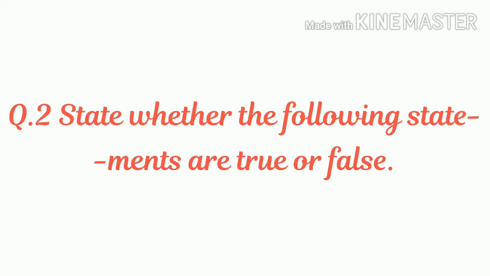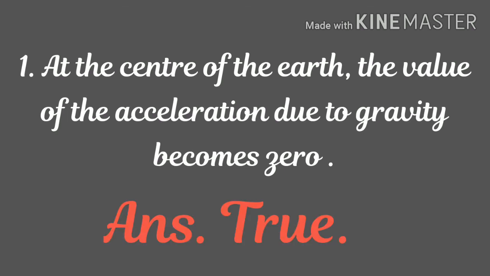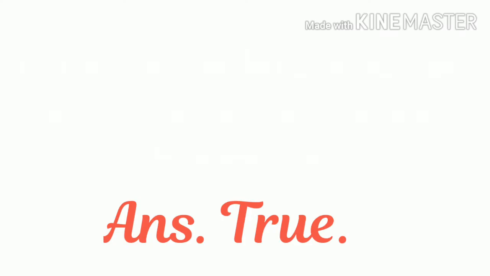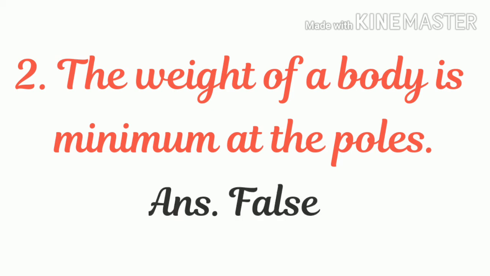Question number 2. State whether the following statements are true or false. First sub question: at the center of the earth, the value of the acceleration due to gravity becomes 0. This statement is true. 2. The weight of your body is minimum at the poles. This is a false statement because the weight of a body is maximum at the poles.